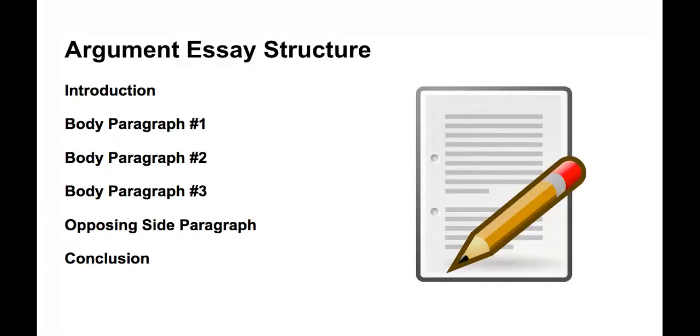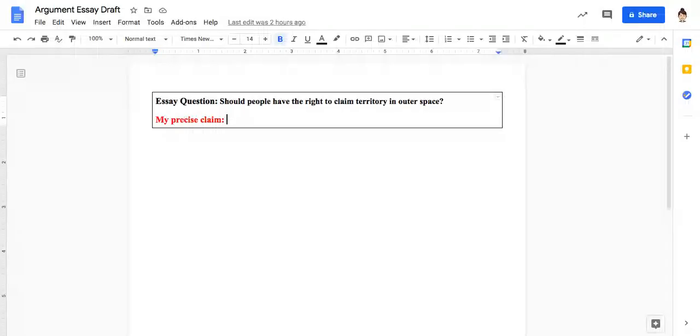So I'm going to switch over to this tab that has your assignment. Okay. So you can see you will have a copy of this in Google Classroom. You'll open it up. You'll see our essay question, should people have the right to claim territory in outer space? I just want you to copy and paste your claim or to rewrite your claim right here at the top of your essay draft, just so you don't forget what your essay is supposed to be talking about.